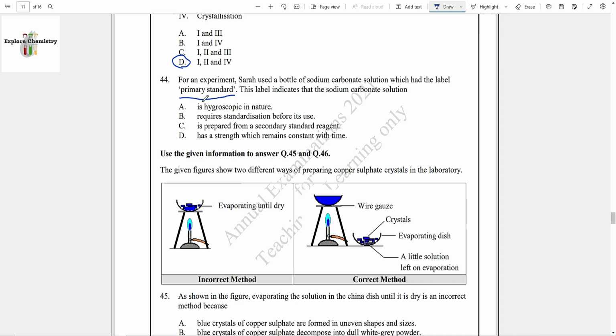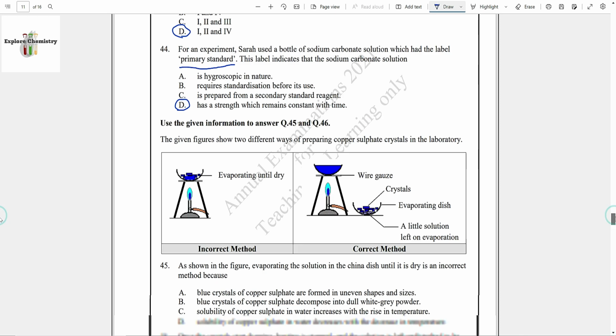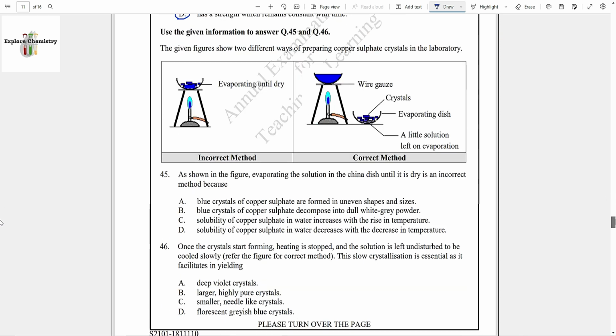So option A is wrong, it is hygroscopic in nature. Option B says requires standardization before its use. This is done for secondary standard, not for primary standard. Is prepared from a secondary standard reagent. This is also wrong. Has a strength which remains constant with time. This is the correct answer. Now use the given information to answer question number 45 and 46.